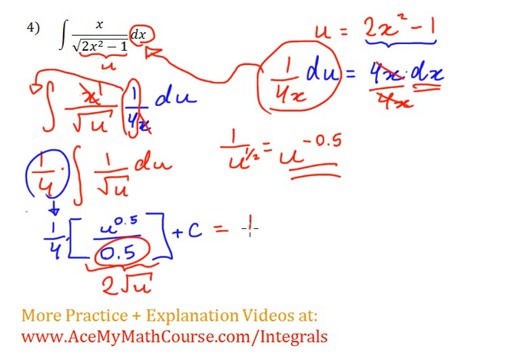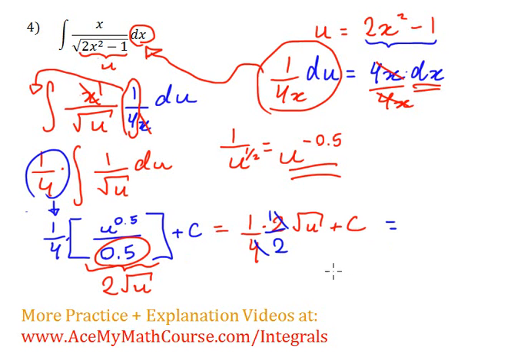So we have 1/4 times 2 root u plus c. Now I can simplify this slightly. 2 divided by 4 is just half. So you get half times the square root of u plus c.